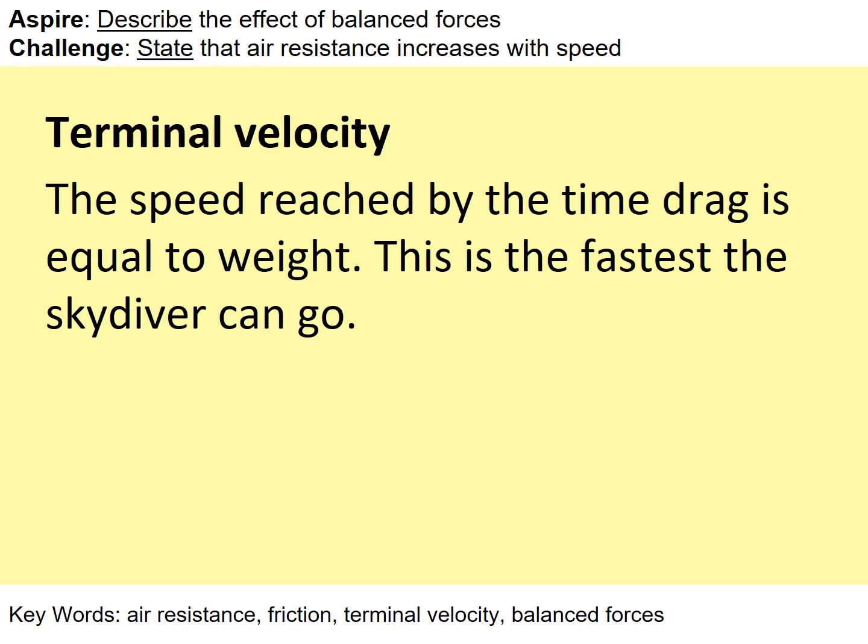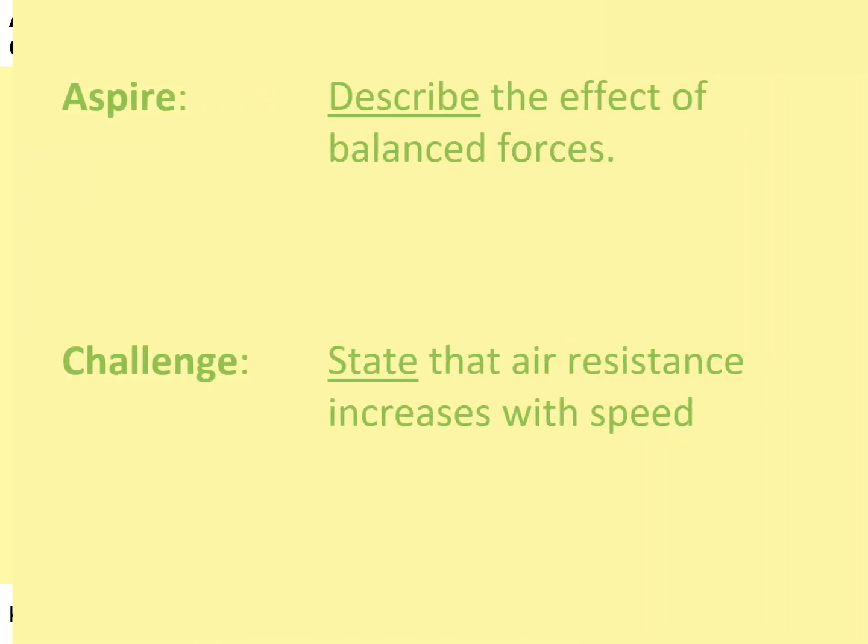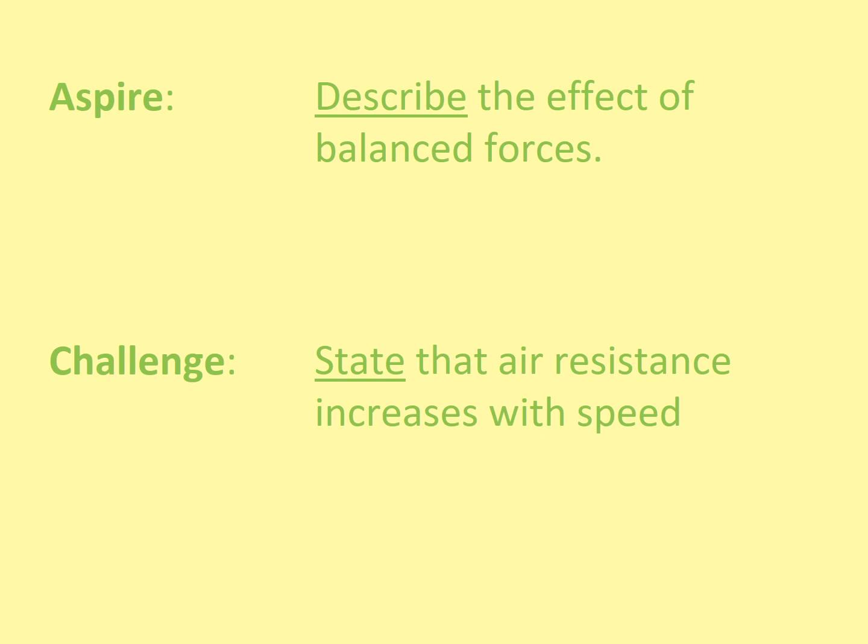Okay, we're going to move on to the next slide. So that is the Aspire done. The effect of balanced forces is that you won't go any faster, and in this case we're talking about a skydiver falling to the ground. That skydiver will not fall any faster, because he's reached terminal velocity. However, with other balanced forces we've talked about previously, if the object is already stationary and not moving, then it will stay in the same place. It will not move.